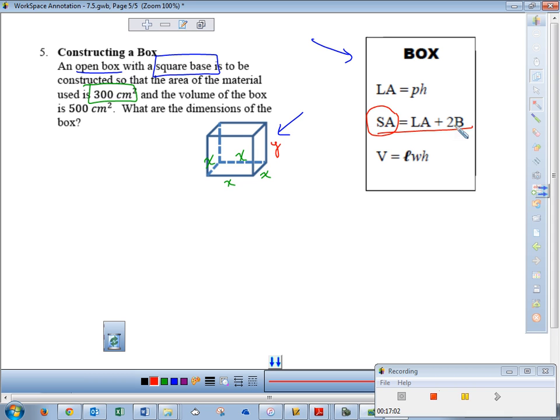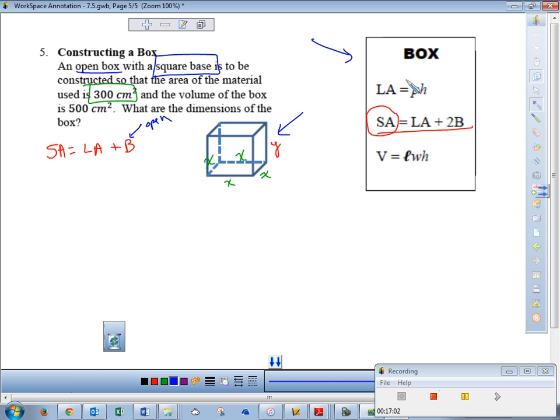We don't need two base areas because this is an open box, correct? So let's do this. Surface area equals the lateral area plus one base area. And make yourself a note because it's an open box. There's not two base areas to it. The top one's missing. Cool?